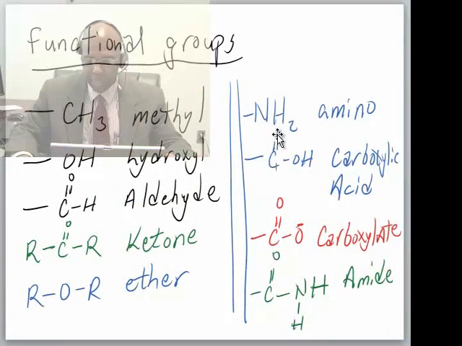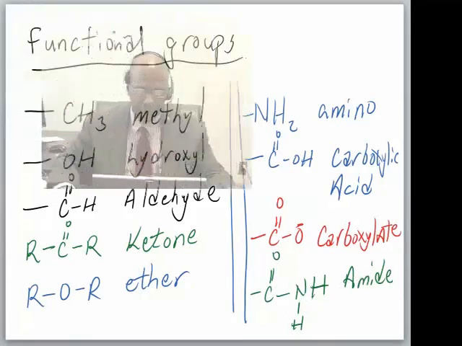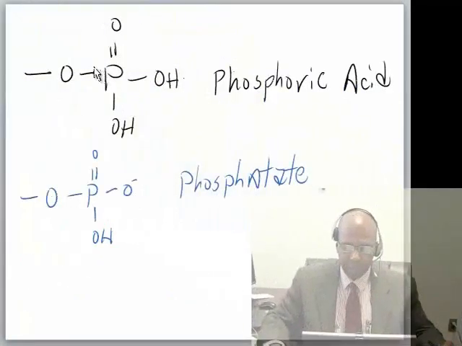C double bond OH is a carboxylic acid. C double bond O without the proton is a carboxylate. C double bond O NH2, that's going to be an amide found in peptide bonds. If you add a phosphate here, that's going to be a phosphoric acid. We see these in phosphorylations, and if you remove the proton, you get a phosphate.